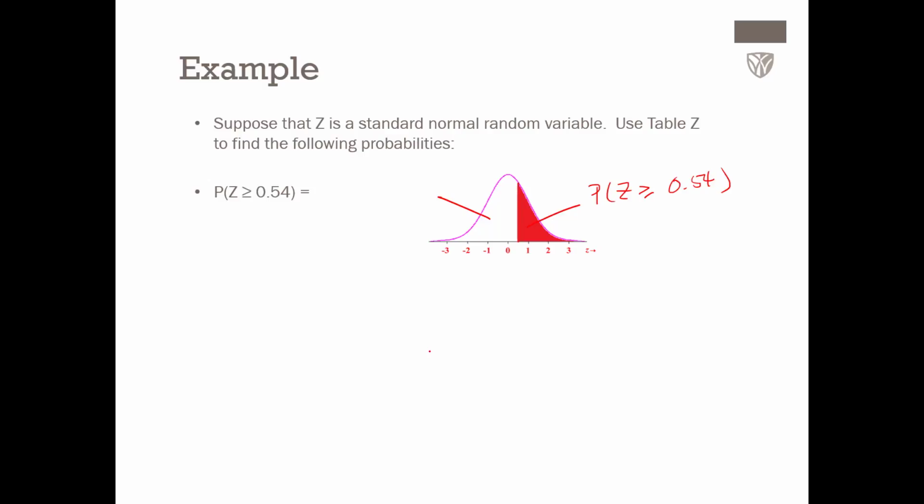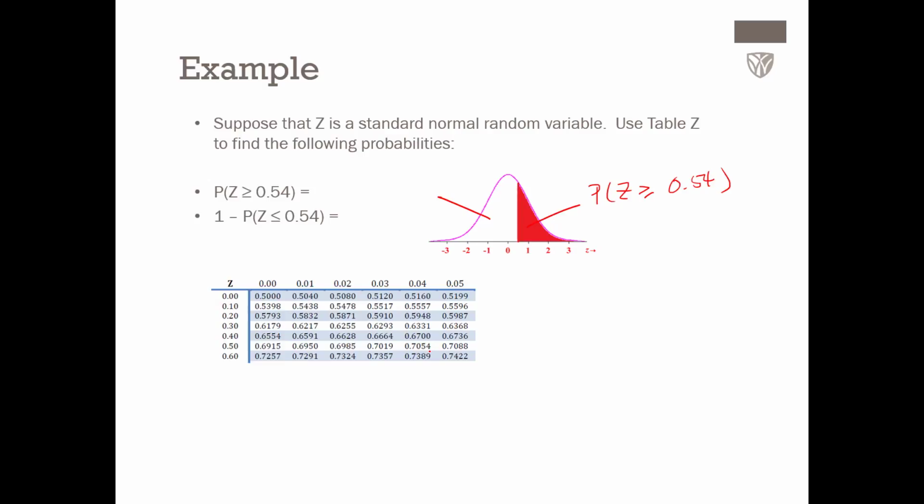So if we apply the law of complements and recognize that the area under the curve is equal to 1, the probability that z is greater than or equal to some value is just 1 minus the probability that z is less than or equal to that value. And we know how to compute that probability from the table. We'll look up 0.54, and we find that the probability from the table is 0.7054. So if we plug that probability into our equation, 1 minus 0.7054 is 0.2946, and that gives us the probability that we need.